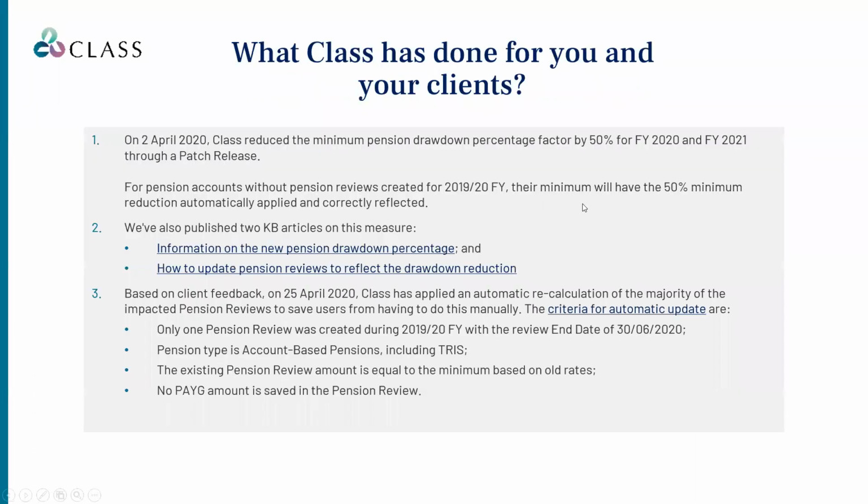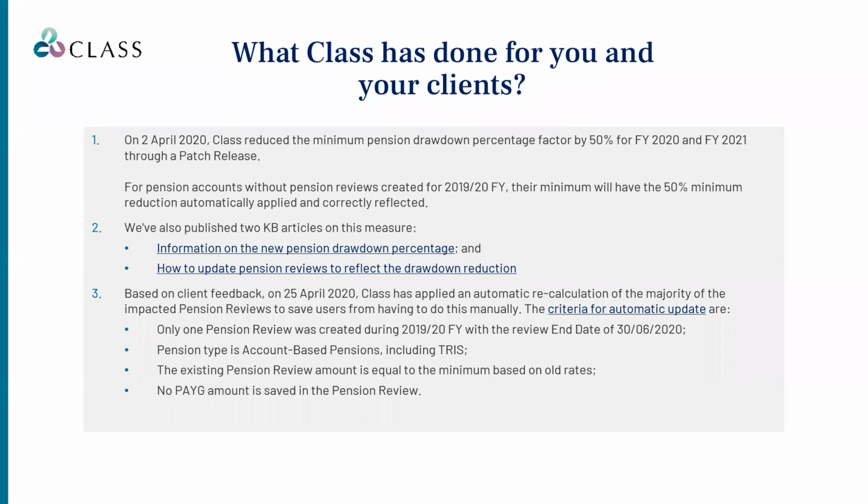So what Class has done in this area is that the legislation received the Royal Assent on the 24th of March. On the 2nd of April, we did a patch release to basically allow new pensions created to have the 50% reduction applied automatically. We also released an additional knowledge-based article in this area. Based on some of the clients' feedback, on the 25th of April, we basically did an automatic recalculation of account-based pensions where they have done a pension review previously.